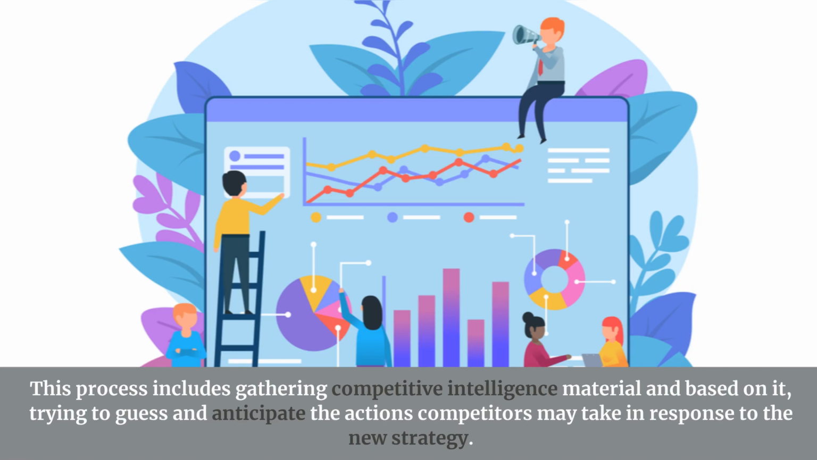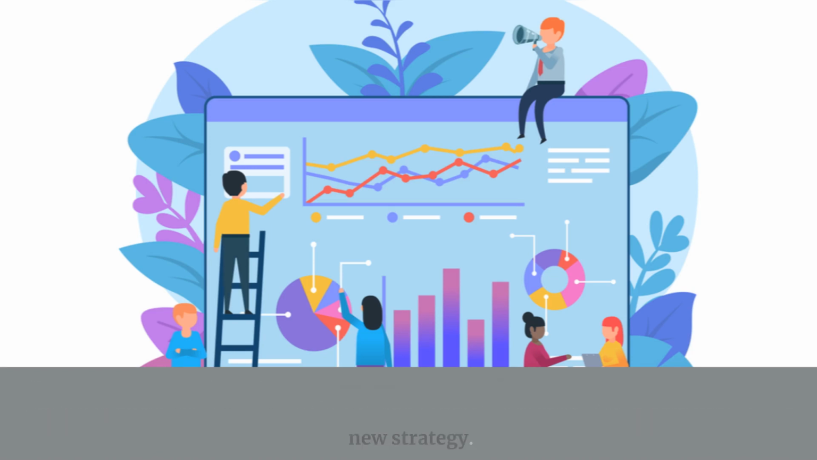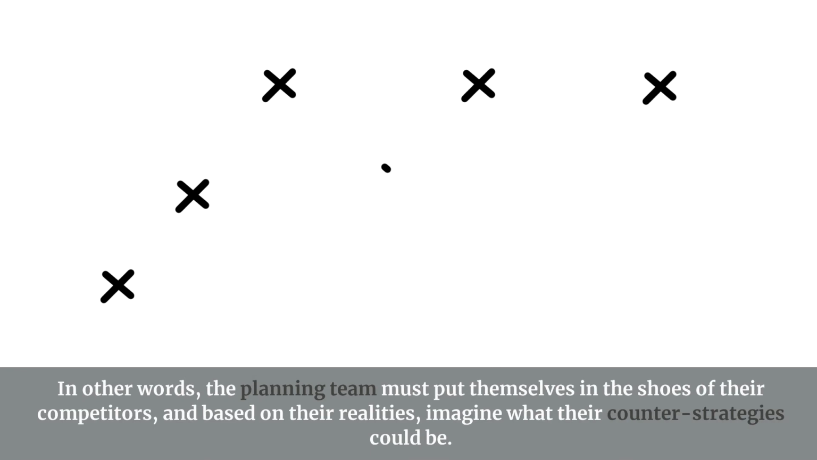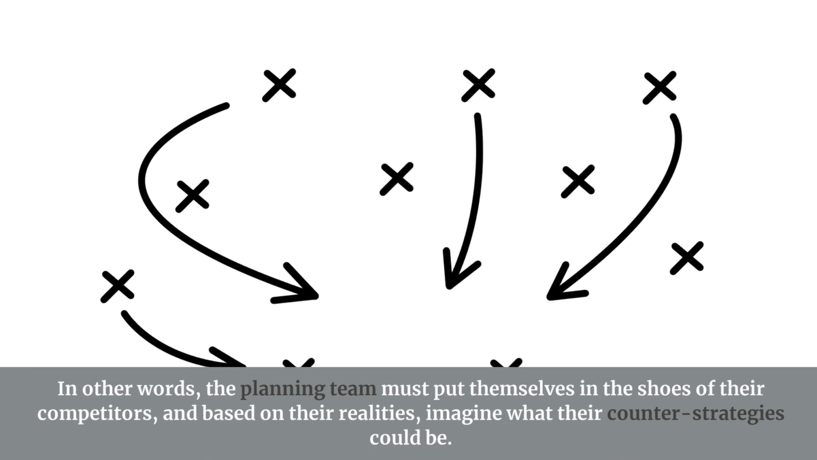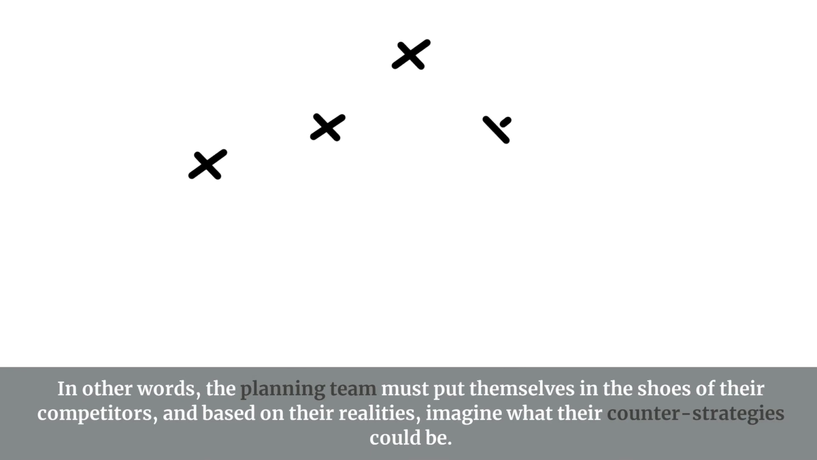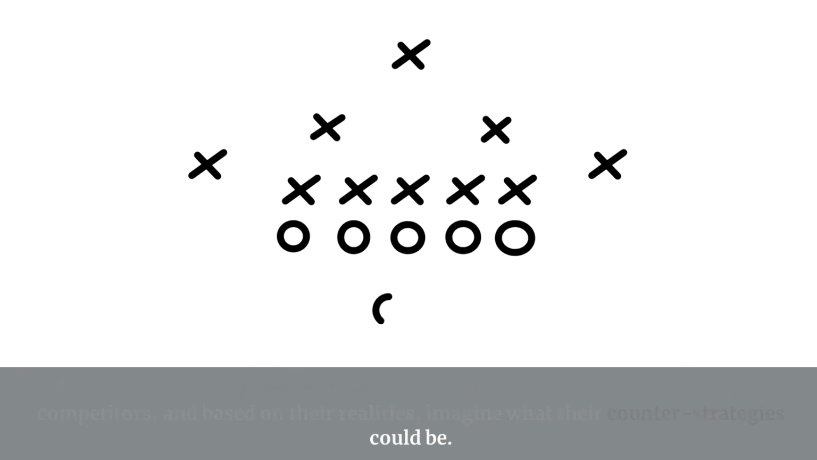This process includes gathering competitive intelligence material and, based on it, trying to guess and anticipate the actions competitors may take in response to the new strategy. In other words, the planning team must put themselves in the shoes of their competitors, and based on their realities, imagine what their counter-strategies could be.